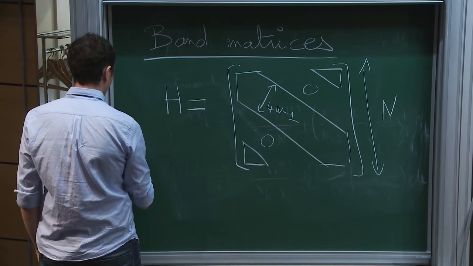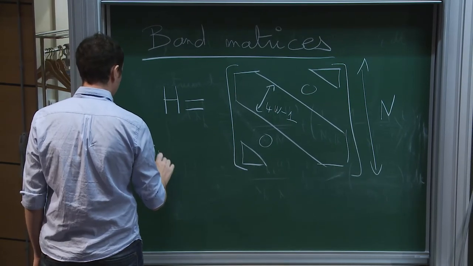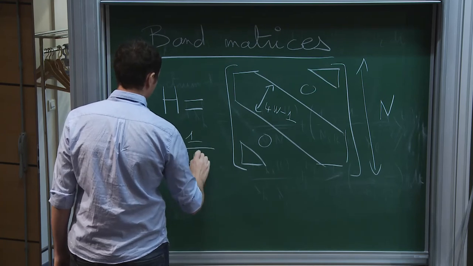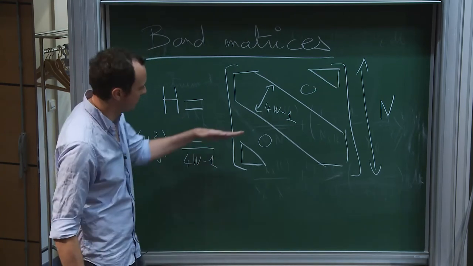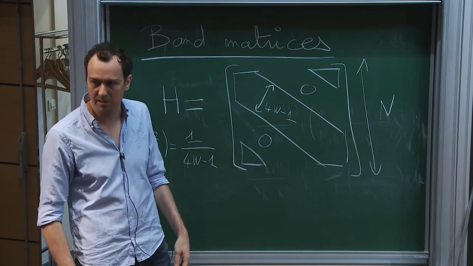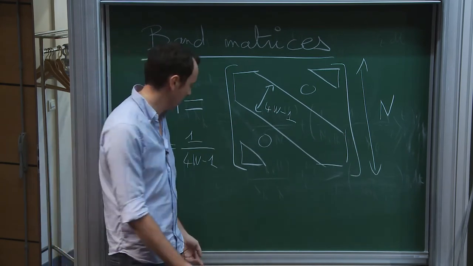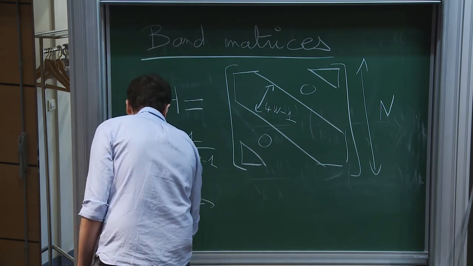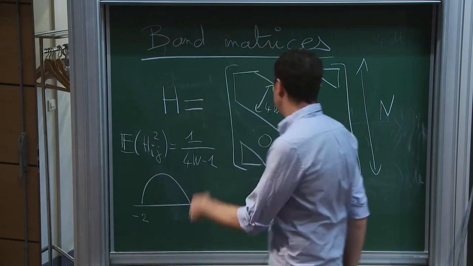So you have the expectation of H_ij squared equal to 1 over, let's take it, 4W minus 1. This way the sum of variances is constant on each line. So we have the semicircle distribution as the limit in the same scale, we can prove. So you still have a semicircle distribution between minus 2 and 2. Moments are finite of all orders.